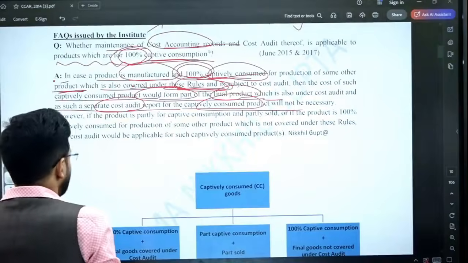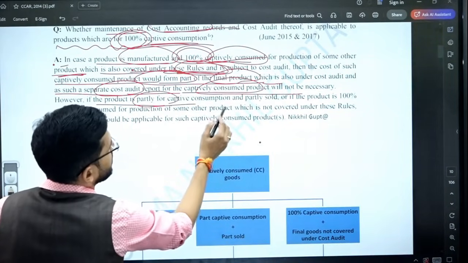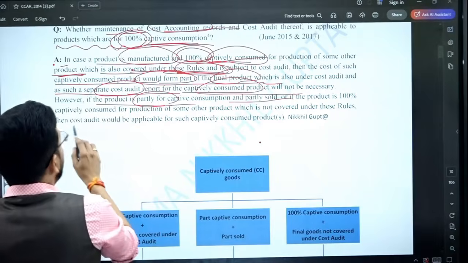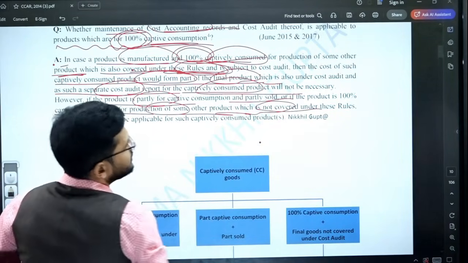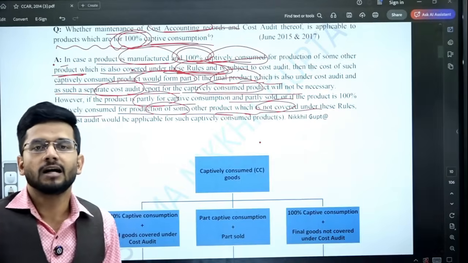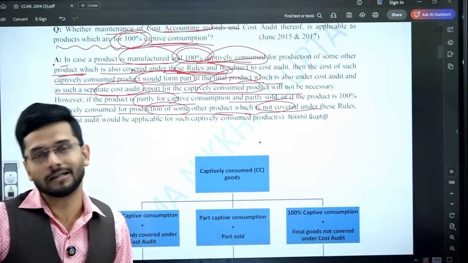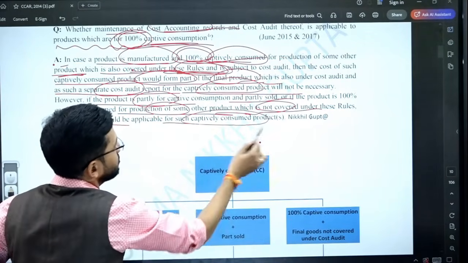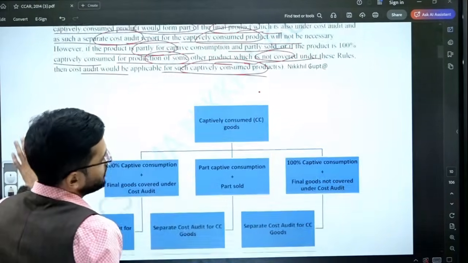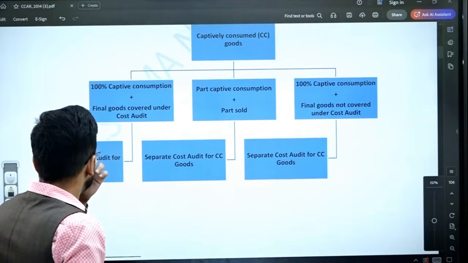But the real issue, sir, is if the product is partly for captive consumption and partly sold, or if the product is 100% captively consumed for production of some other product which is not covered under the rules. Now this is a problem. The ultimate product is not covered under the rules, only the intermediary product is covered. Then what will happen? The cost audit would be applicable only for such captively consumed products. So yes, you have to get your cost audit done for the captively consumed products separately.